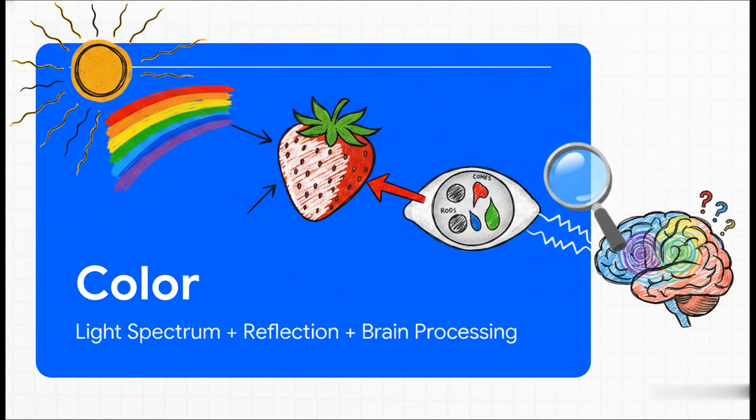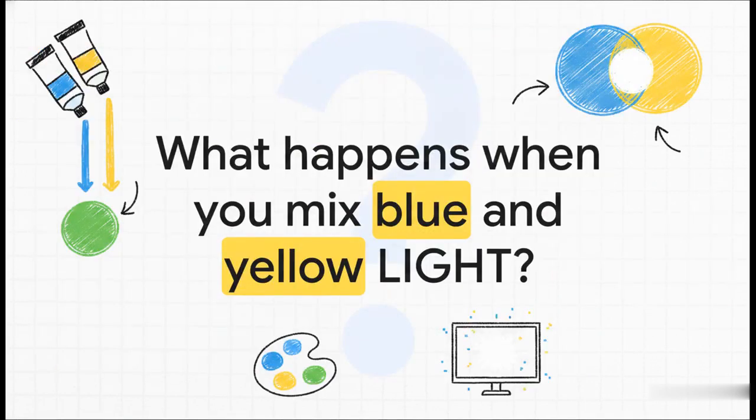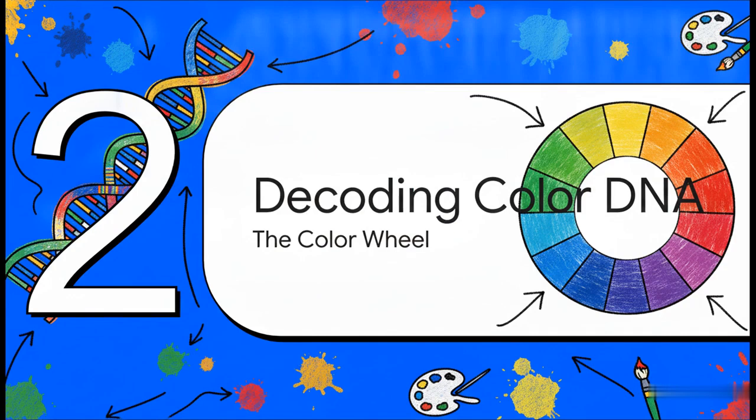Now, I've got a quick pop quiz for your visual acuity. If you mix blue and yellow paint, you get green, right? We all know that. But what happens when you mix blue and yellow light on a digital screen? Take a second, mentally lock in your guess. Got it? Okay. If you mix blue and yellow light, you get white. This fundamental difference between physical paint and digital light is going to perfectly bridge us right into the actual mechanics of color.